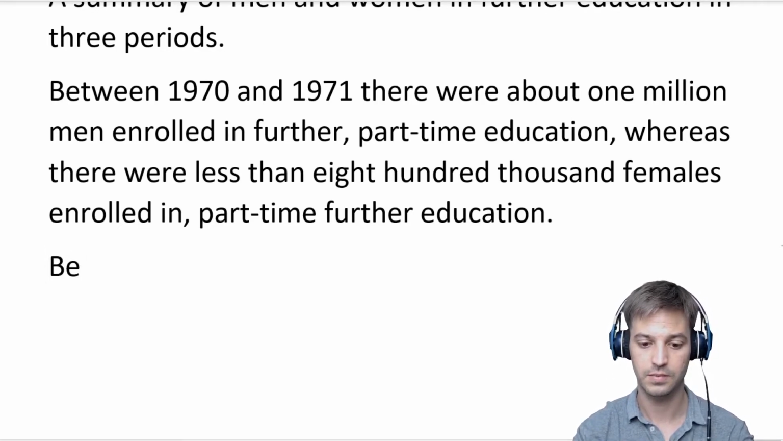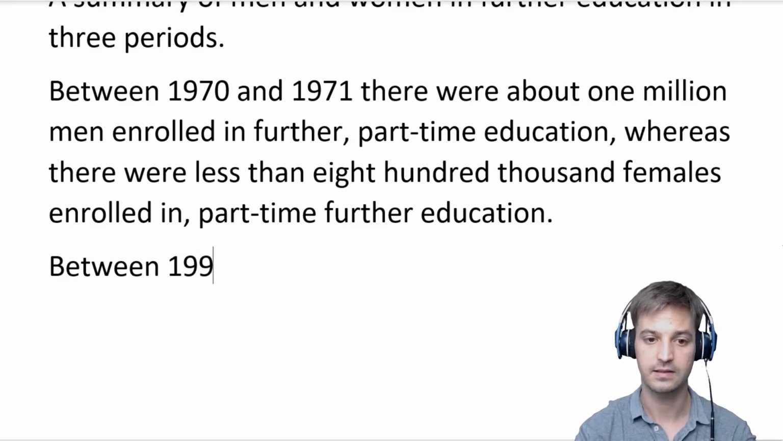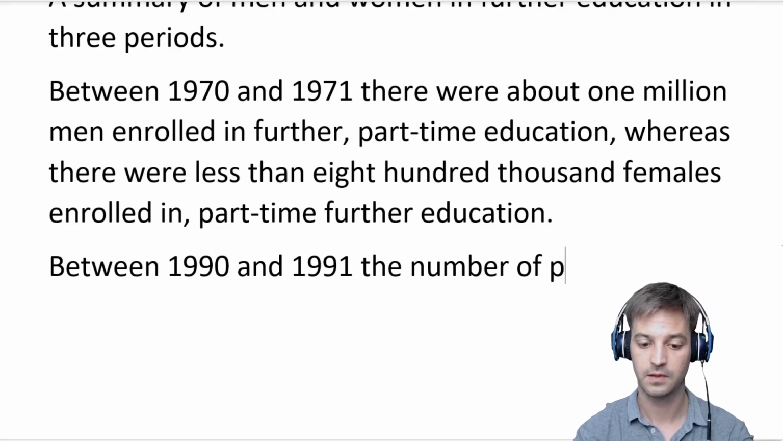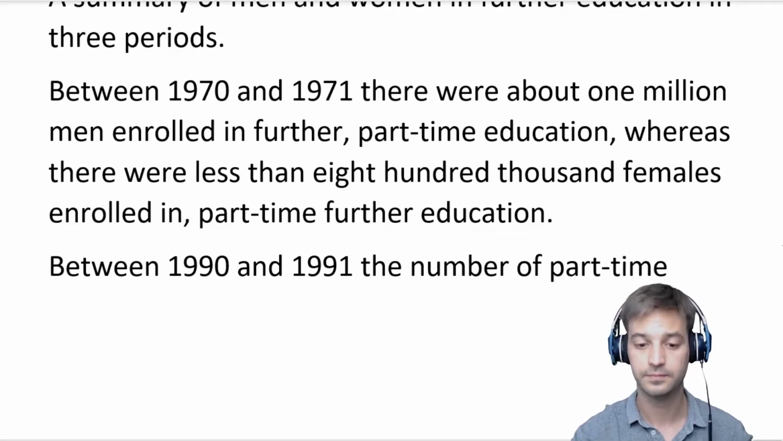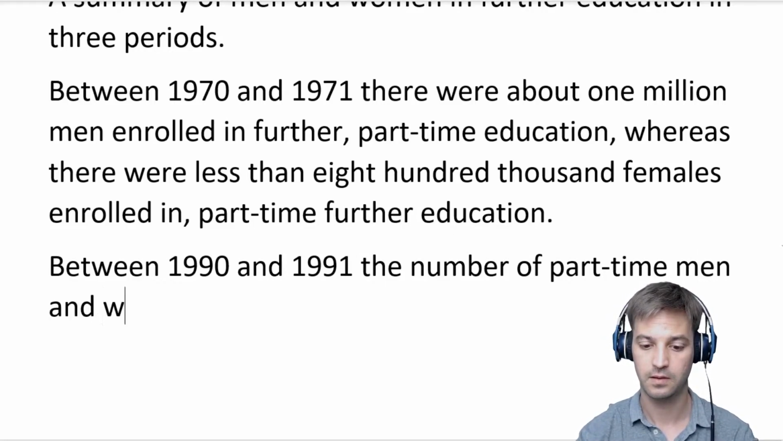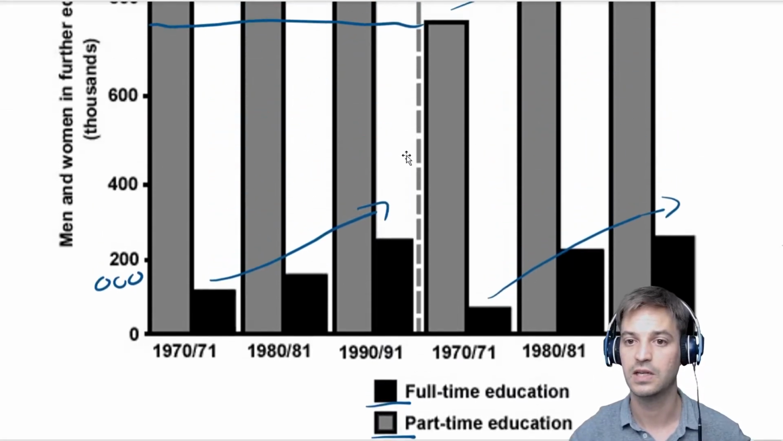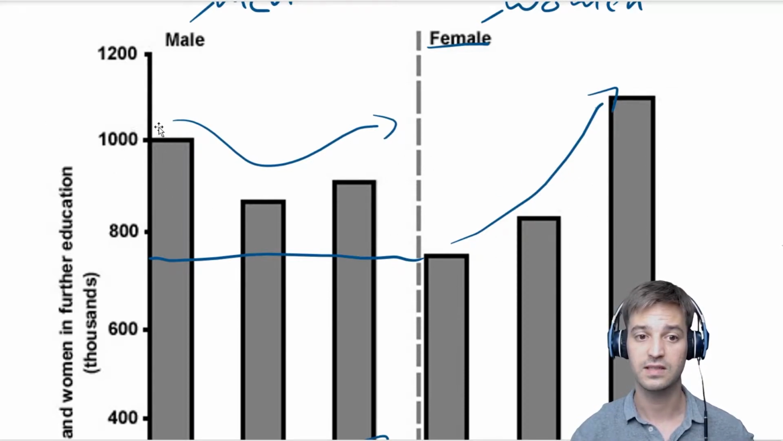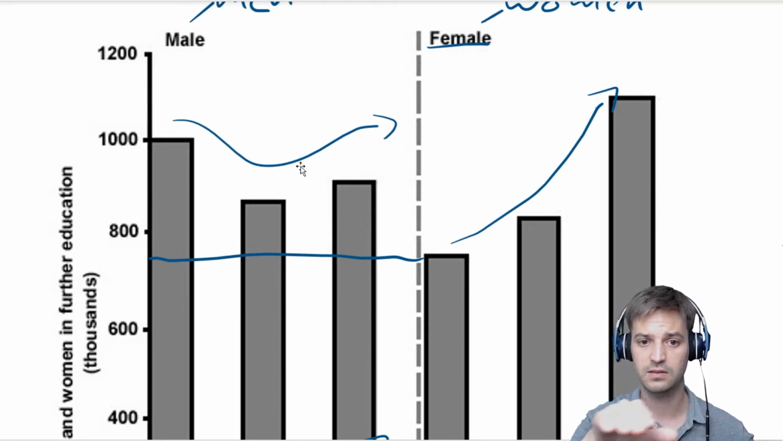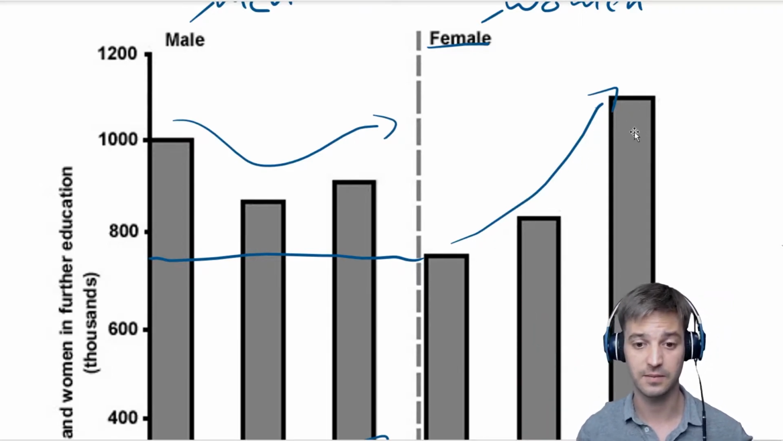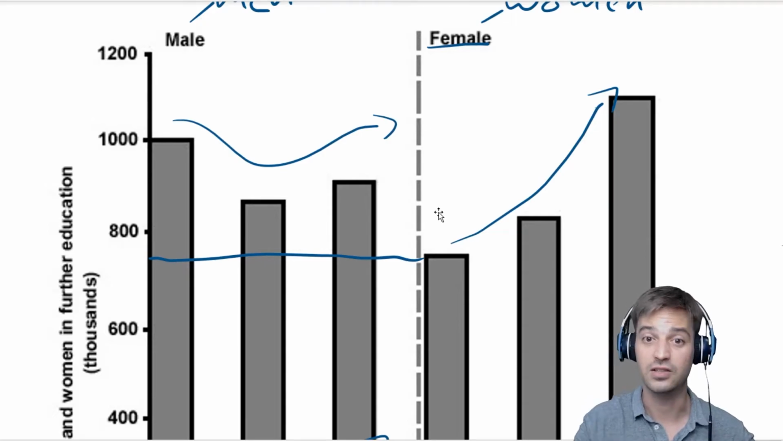We can say between 1990 and 1991, the number of part-time men and women, okay, what happened to the number of part-time men and women studying? We can see that. Did it stay the same? 1 million? No, this changed, and the number of part-time women studying increased. So we can say both of them changed.